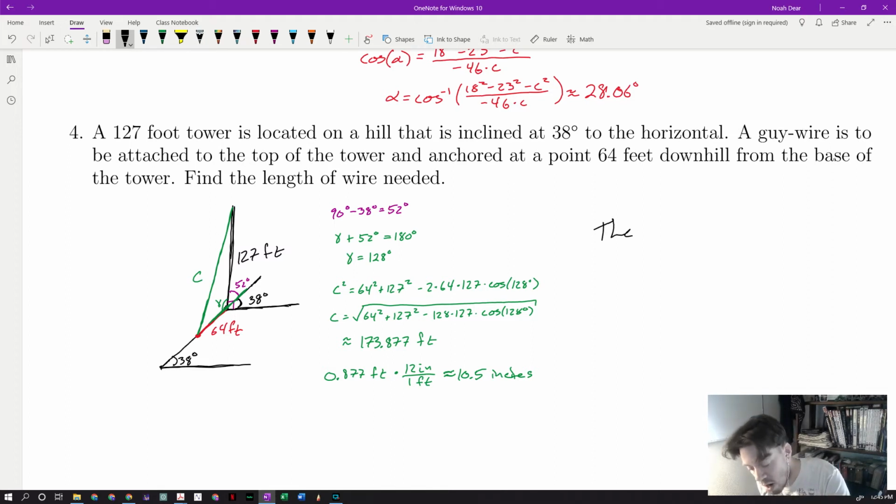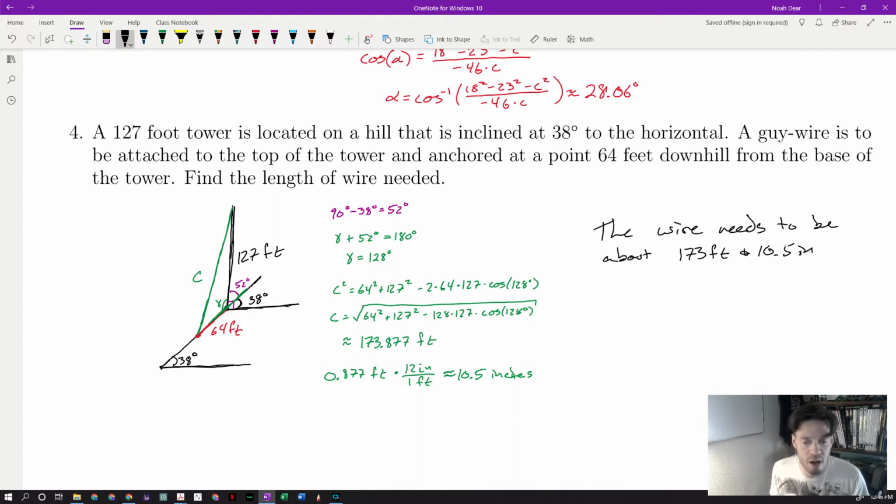So the wire needs to be about 173 feet and 10.5 inches. Obviously, we would want some extra wire for tying off or however it's being secured, but that will be the length of the wire from where it's marked on the ground to the top of the tower.